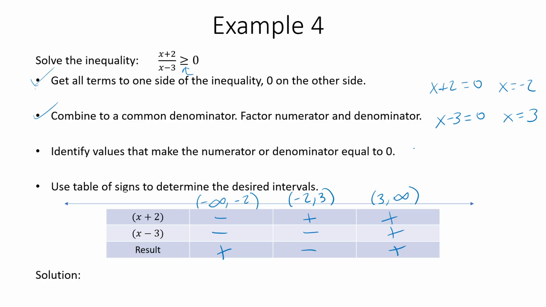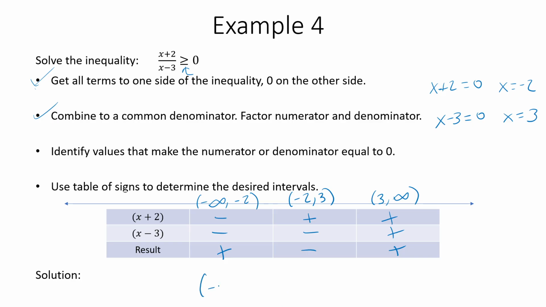Well, which values make it equal 0? Technically, negative 2 would make the numerator equal to 0, which would make it equal to 0 overall. But 3 would make the denominator equal to 0. And remember, when we have a denominator equal to 0, that doesn't simplify to a 0. That simplifies to something we call undefined, right? So the only one that can actually equal 0 here is negative 2. So that's the one that needs the bracket on it.